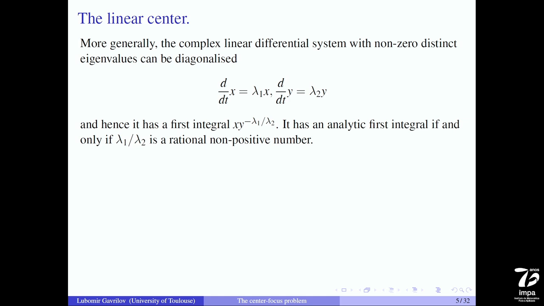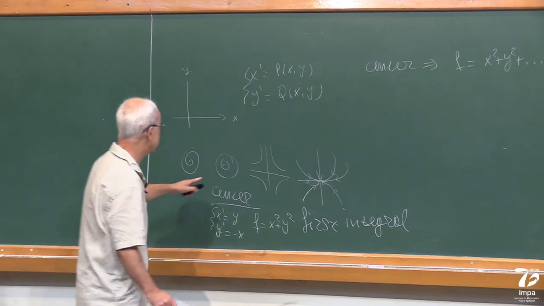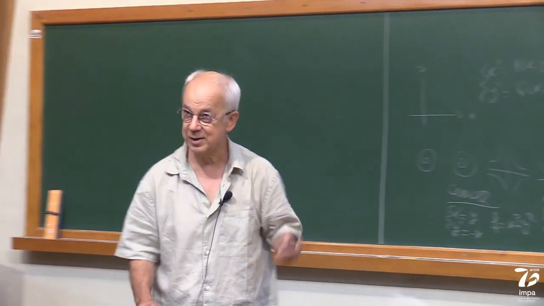So from this diagonalization, of course, you can conclude that there is a first integral which you can write down. And if you ask yourself whether you have a center or not, you can give an answer in terms of this first integral, which describes the general solutions. So clearly, if the ratio of lambda 1, lambda 2 is not rational, it cannot be a first integral. It cannot be an analytic integral. It cannot be a center over the reals. It cannot be also something analytic because there is a first integral which is transcendental.